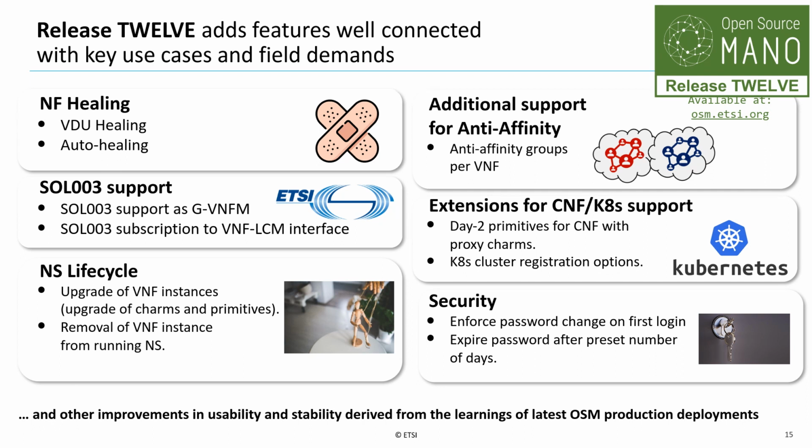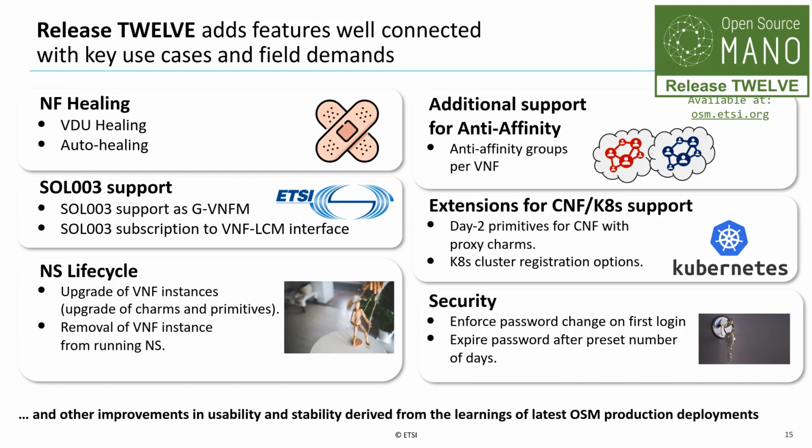Key one, we can heal network functions, both manually or automatically. We'll see one of the demos where we will be illustrating that. Support of SOL003, OSM can now work as a generic VNFM if we want to. In some scenarios this might be useful. We are improving the life cycle of the network service, and we can upgrade the packages and the artifacts to manage the network functions, like we'll see in the same demo that follows this introduction, and we can even adapt the network service. We have improved our support of anti-affinity.